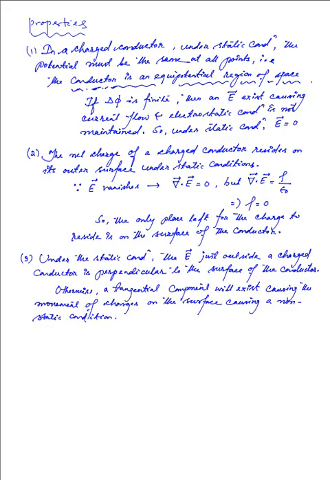Now, also under static condition, the electric field just outside a charged conductor is perpendicular to the surface of the conductor. Had that not been the case, had it been at some angle with respect to the surface, then there would exist a tangential component which will cause the motion of charge along the surface due to the field acting on it, and that would create a non-static condition. So the static condition is lost in that case as well. So let's just visualize this.